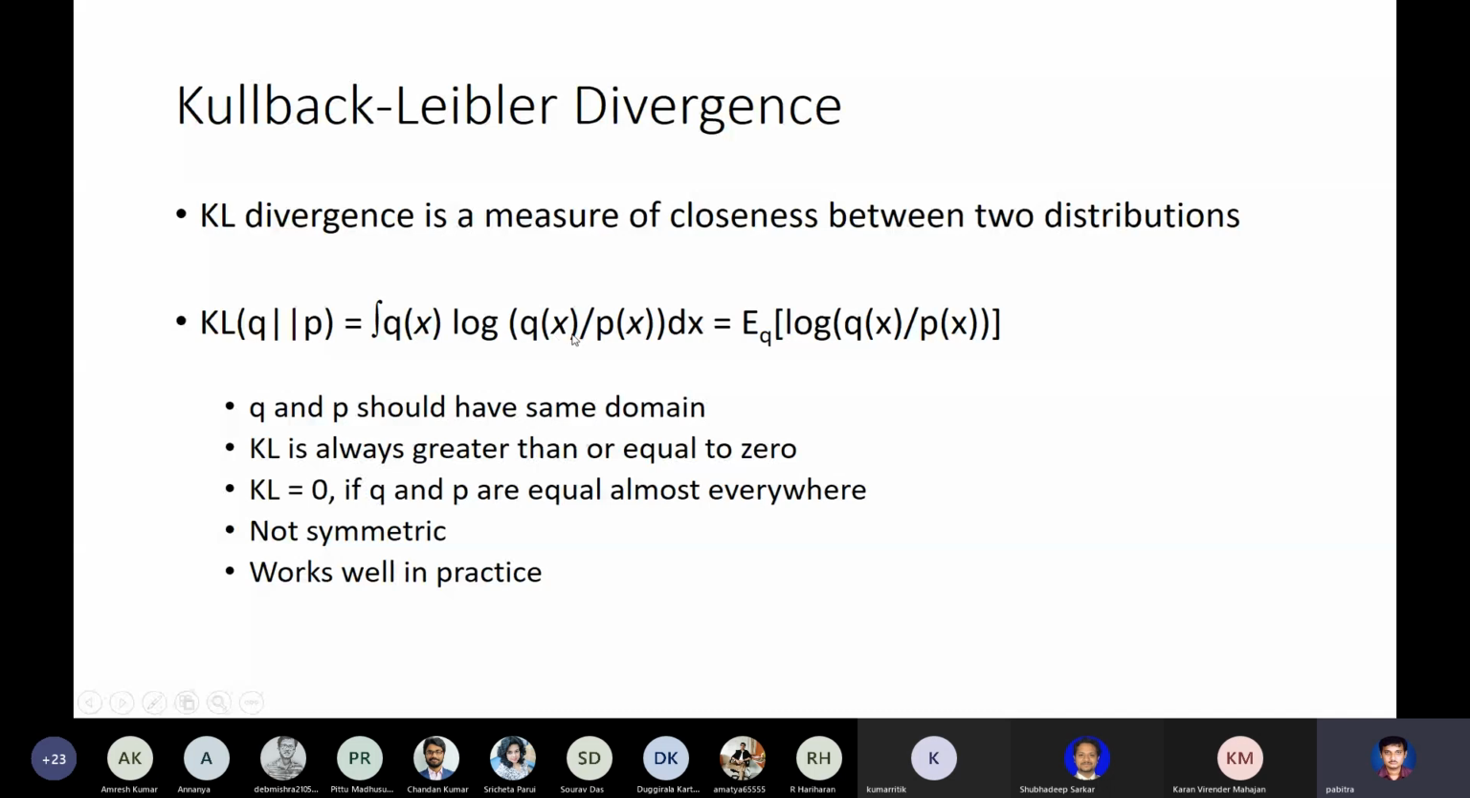If you remember the definition of expectation of a random variable, it's integral q(x) into x, where the integral of q(x) is 1. So this can be thought of as the expectation of the log likelihood ratio. q(x) by p(x) is the likelihood ratio, and its log is the log likelihood ratio. This Kullback-Leibler distance, this integration, is the expectation of this log likelihood ratio.